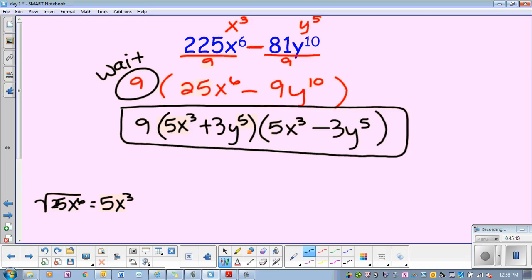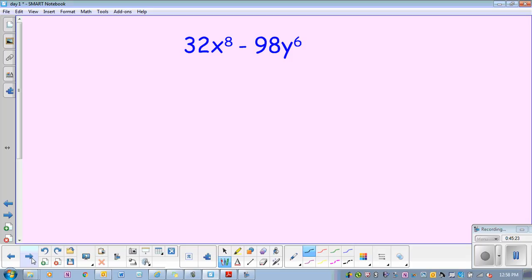All right, questions? Okay, so try this, please. All right, so a lot of you guys asked me, wait, how do I find this GCD again? Okay, 32 and 98, those are pretty big numbers. I do want to find the GCD or the GCF. X to the 8th and y to the 6th, those are both even numbers, so they are perfect squares, right?